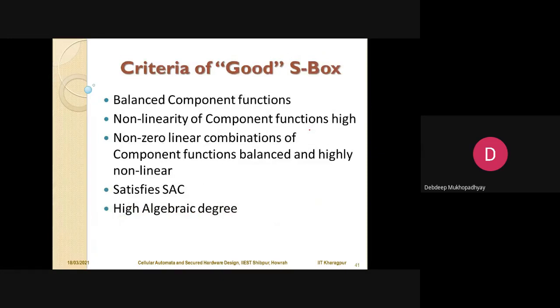So here is a quick summary of that. You need balancedness, of course, which means equal numbers of zeros and ones. You need to have high nonlinearity of the individual Boolean functions, and also high nonlinearity of their combinations. It needs to satisfy the strict avalanche criteria, have a high algebraic degree, and so on.